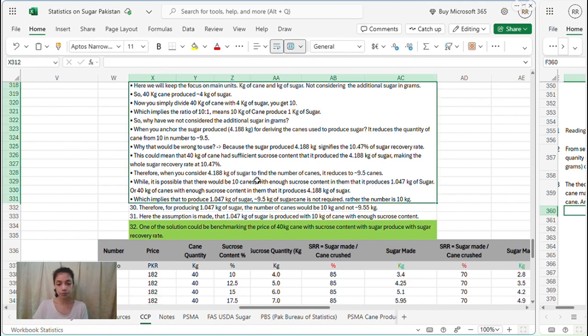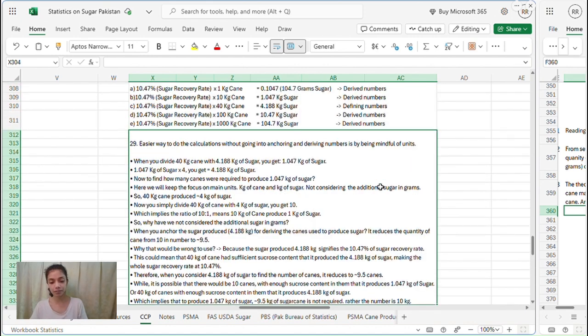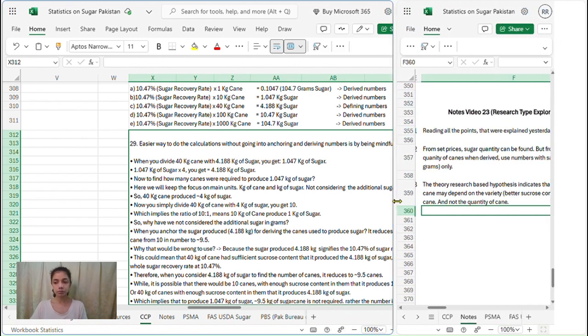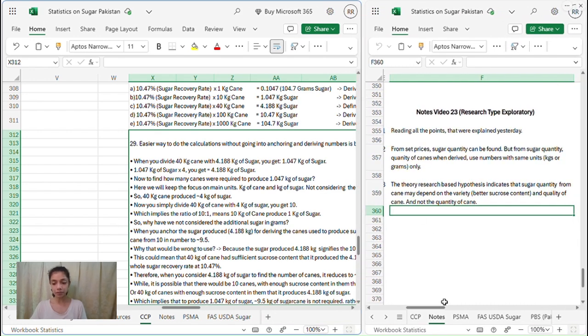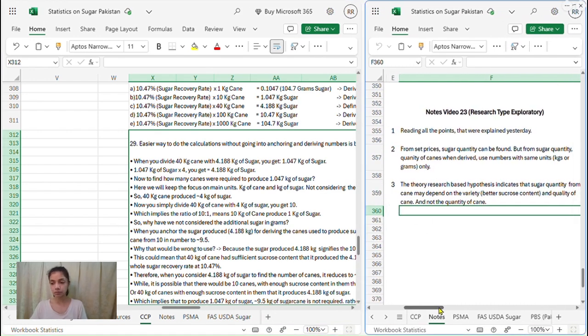While it is possible that there would be 10 canes with enough sucrose content in them that it produces 1 kg of sugar, or 40 kg of canes with enough sucrose content in them that it produces 4 kg of sugar, which implies that to produce 1 kg of sugar, 9.5 kg of sugar cane is not required, rather the number is 10 kgs. So we have read it here. A simple reading does not make a clear explanation, so I'll try to explain it in the next video so that I may also recall it better.